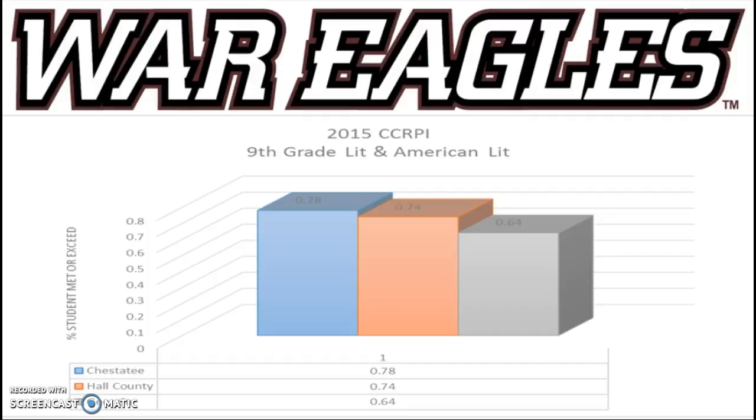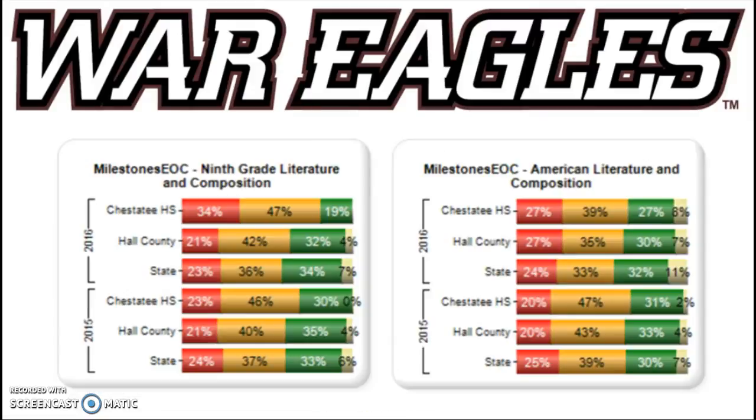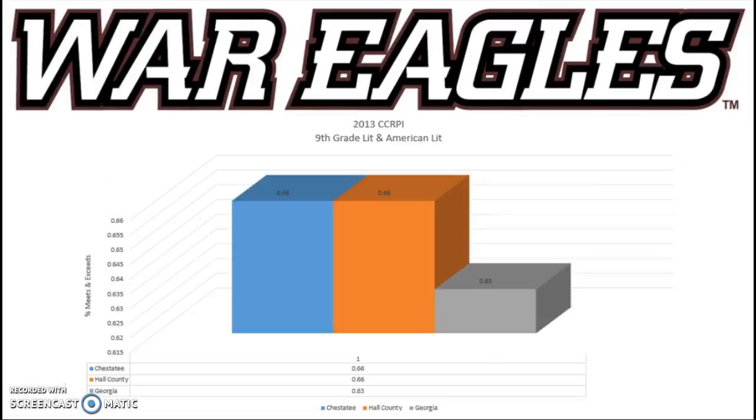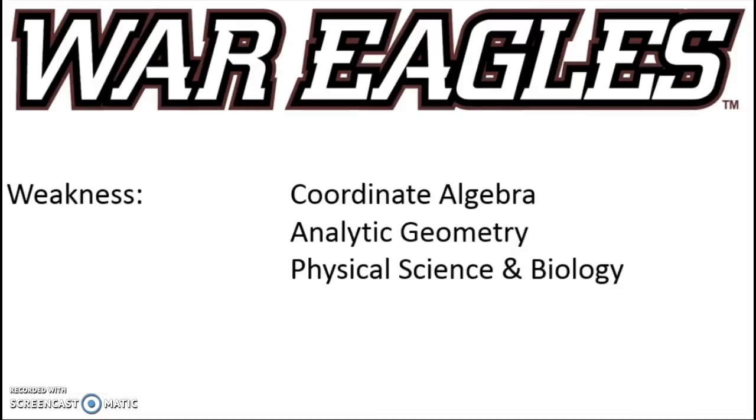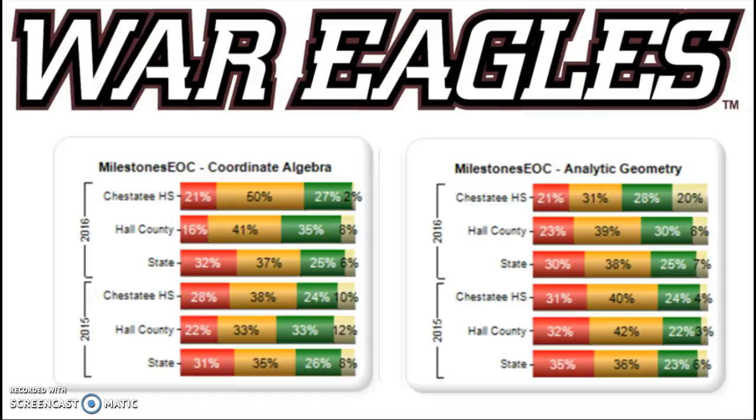So again, I believe this is an area for strengths, though we do need to look more into why there is this discrepancy between the CCRPI data shown and now the Milestone EOCs. Now, this goes into probably our weakest areas in coordinate algebra, analytic geometry, as well as physical science and biology. Though I will say coordinate algebra and analytic geometry are not as weak as they're portrayed to be, and I'll show you what I mean as we go.